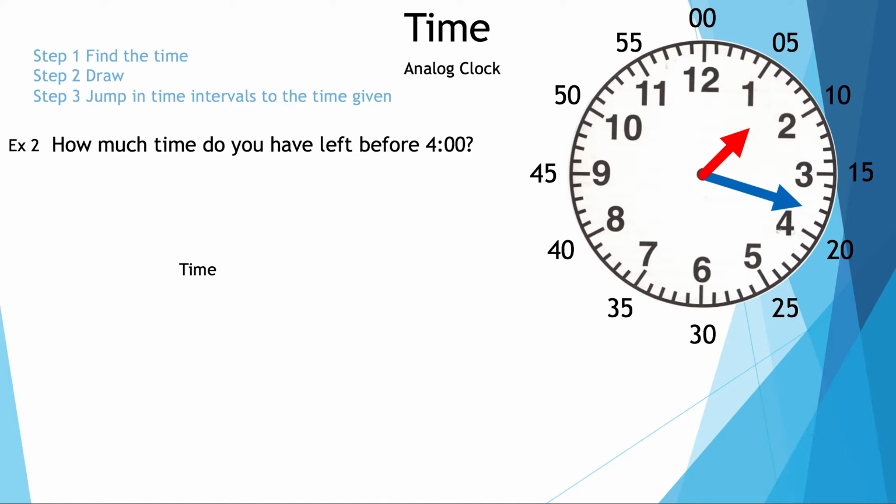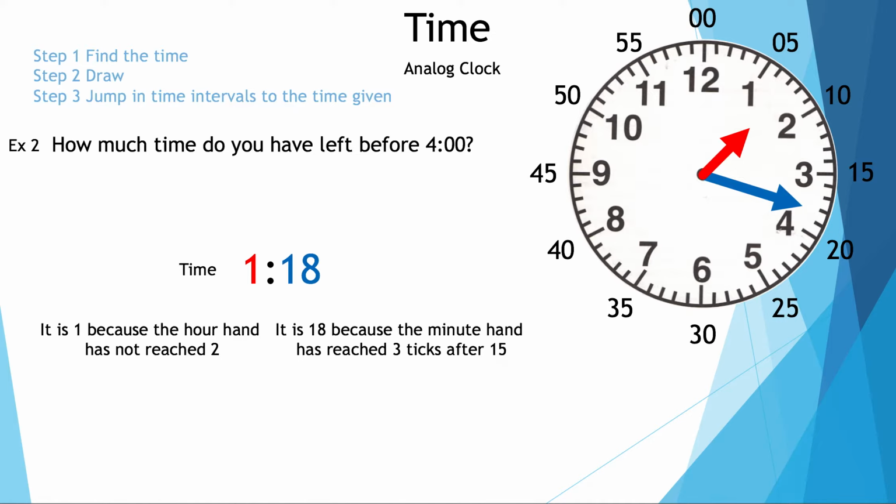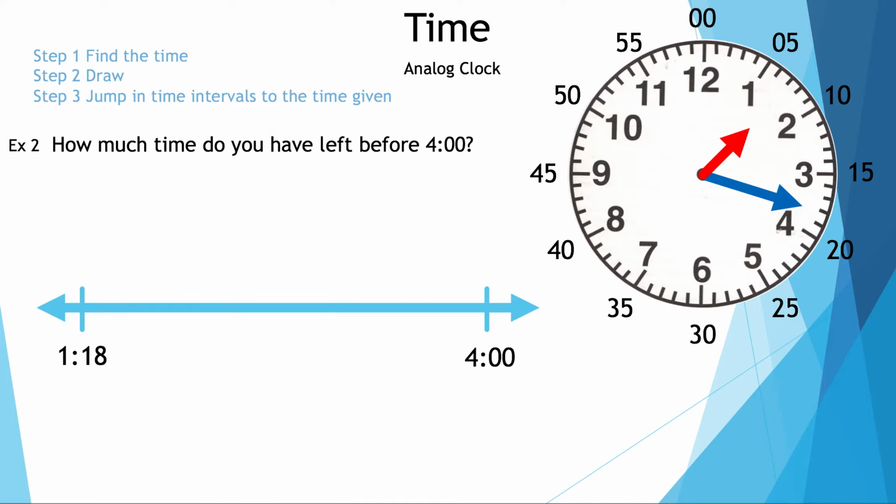Follow the steps as before. We're going to find the hour first. So it's 1 o'clock because it hasn't reached 2. Now we find the minute hand, which is 18 because it's 3 ticks after 15. Now we're going to go ahead and draw the number line. Now this time, once again, you can pick any number. I'm going to go ahead and pick 1:20 because that is the next multiple of 10. If you choose a different one, that is fine. Now you're going to go ahead and draw the hump, pick and find the interval, which is 2 minutes.